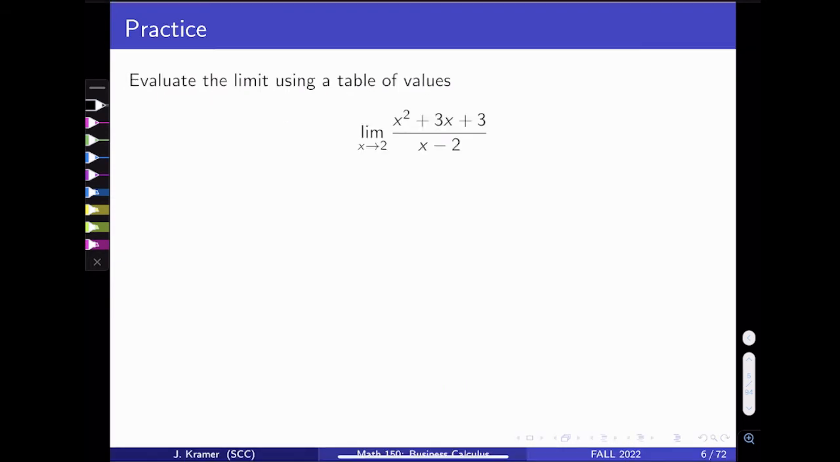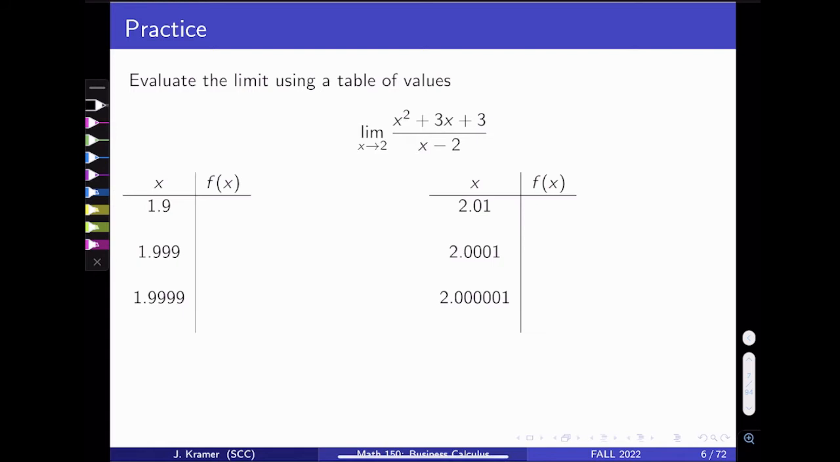Let's take a look at what it would be to evaluate a limit using a table of values. This says the limit as x approaches 2 of x squared plus 3x plus 3 over x minus 2. We're going to evaluate this using a table of values. You always want to use values on the left-hand side and the right-hand side of the limit value. So since we're doing x approaches 2, we want to go from the left-hand side and the right-hand side. So when we plug in 1.9 into our calculators, we're plugging into our function f of x. And f of x here is this function that's inside the limit.